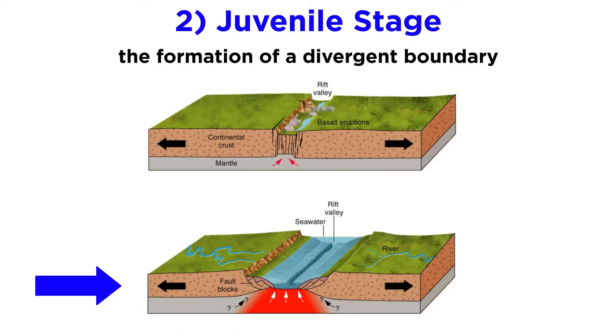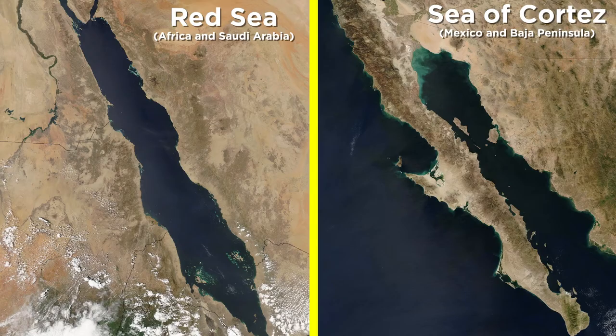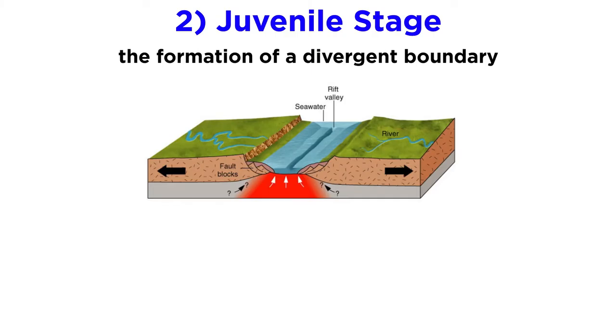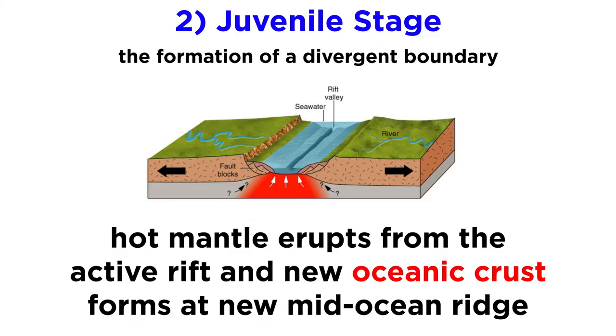Modern examples of locations in the juvenile stage are the Red Sea, separating Africa and Saudi Arabia, and the Sea of Cortez that separates Baja Mexico from mainland Mexico. At this stage, the crust overlying the mantle plume has been stretched so thin that some of the hot mantle material begins to reach the surface, where it erupts from volcanic fissures along the active rift, and new oceanic crust is created at this juvenile mid-ocean ridge, forming a divergent boundary. Divergent boundaries are regions where tectonic plates are moving away from each other.